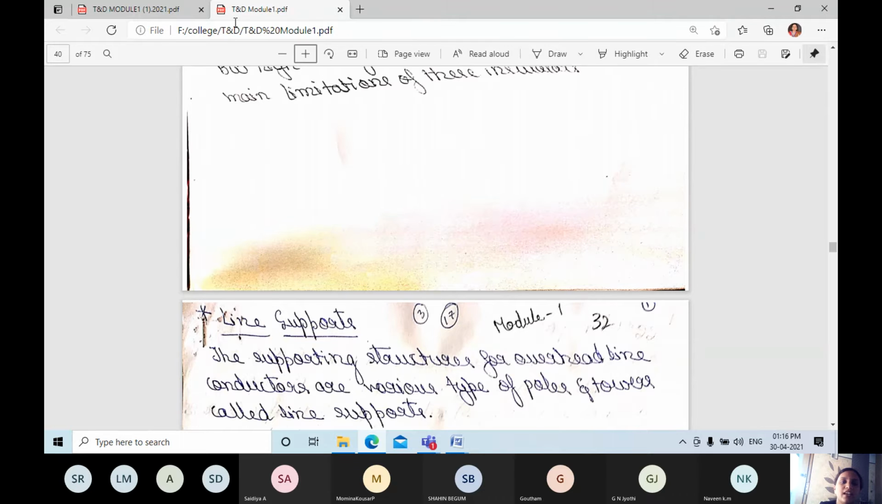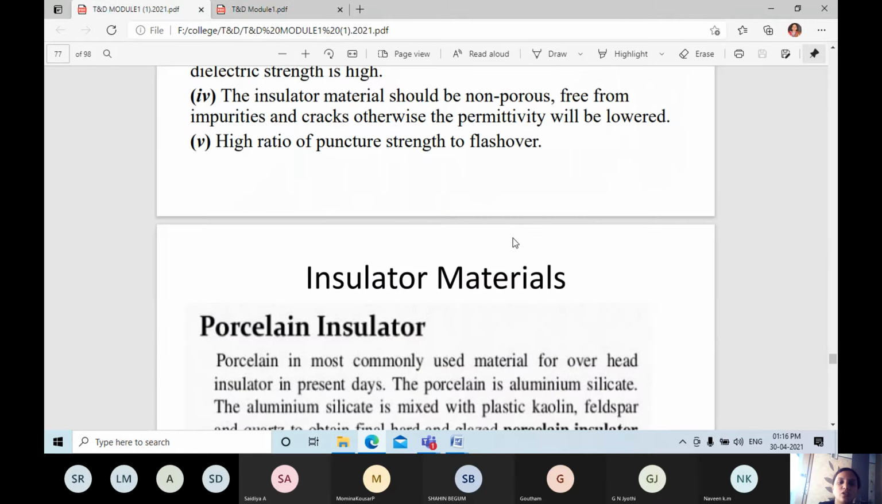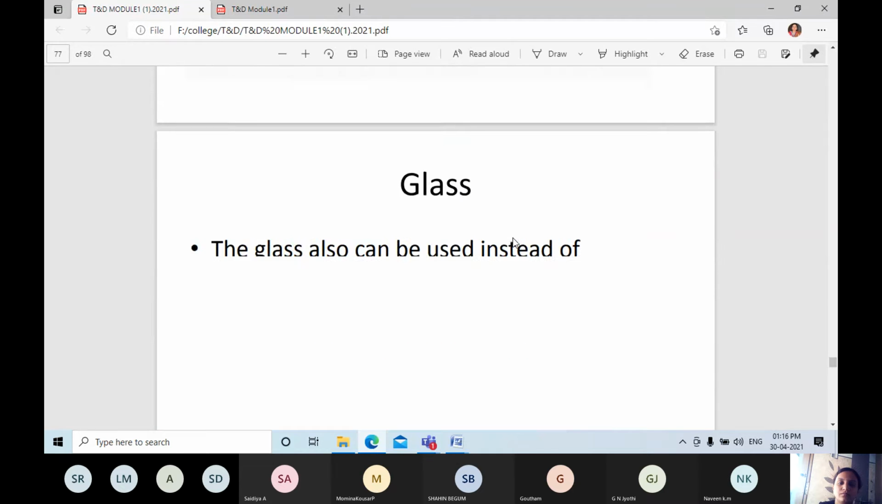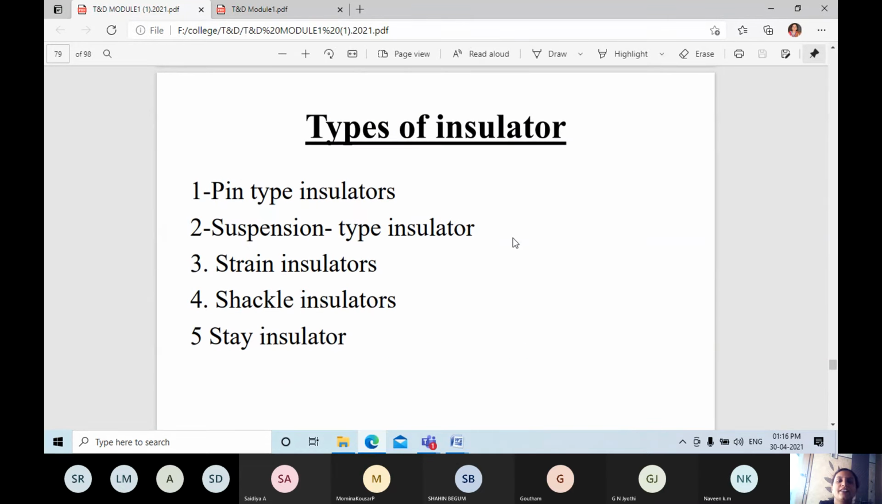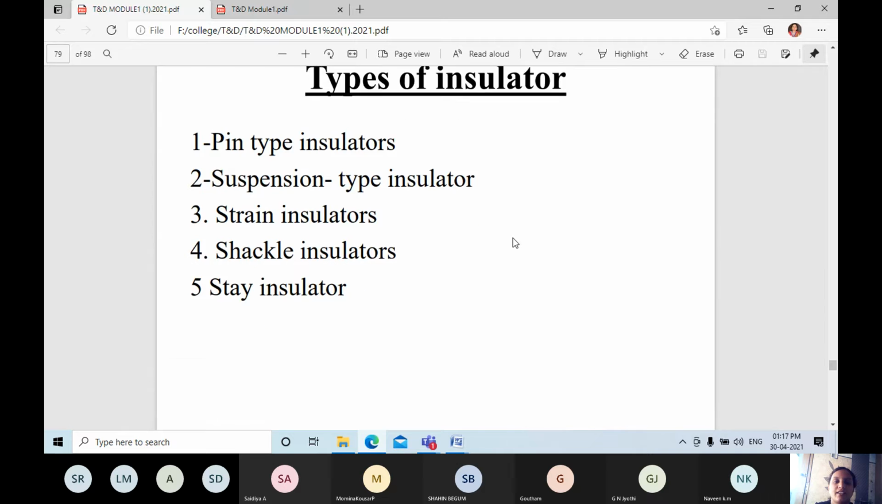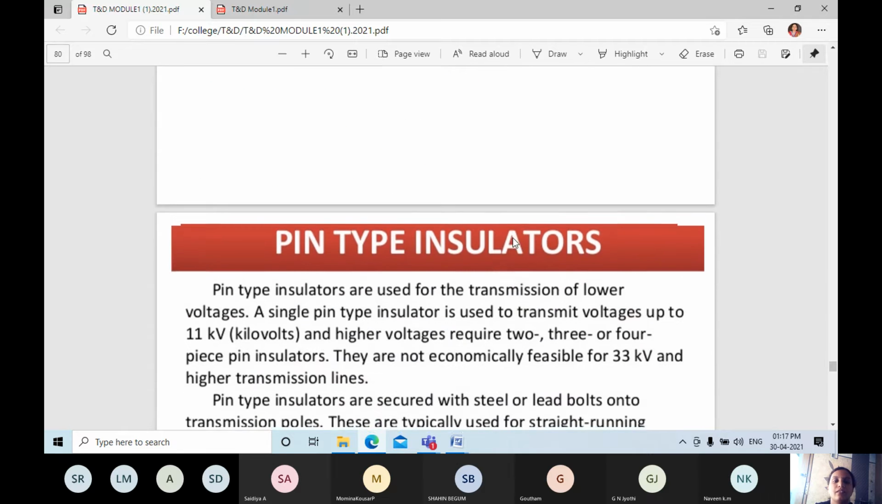Now we shall discuss the types of insulators. Can anyone answer what the types of insulators are? I've already displayed the types of insulator. First is pin type insulator, and second is suspension type insulator. Third is strain insulator, fourth is shackle insulator, and fifth is stay insulator. We shall discuss a few points regarding these.